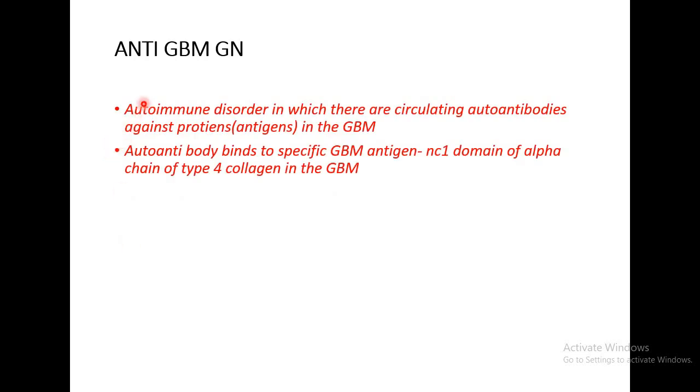This is an autoimmune disorder. Anti-GBM is an autoimmune disorder in which there are circulating autoantibodies against the proteins or antigens in the glomerular basement membrane. As the name itself suggests, anti-GBM. To be specific, this autoantibody binds to the NC1 domain of the alpha chain of type 4 collagen in the glomerular basement membrane.